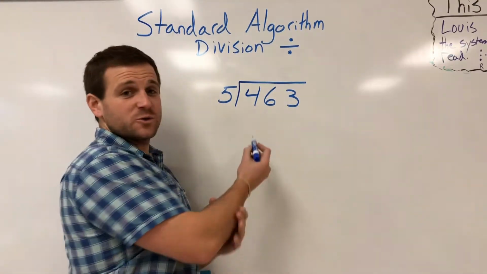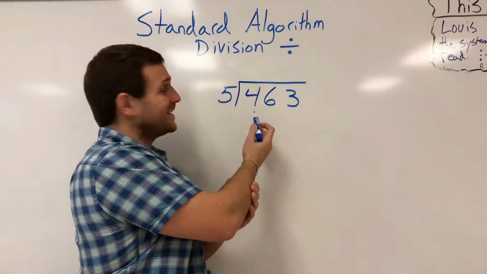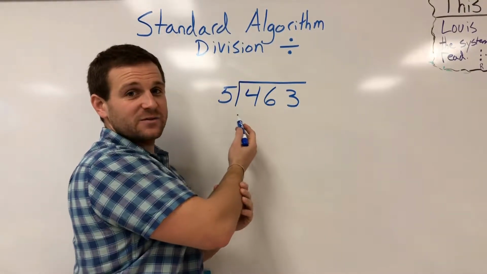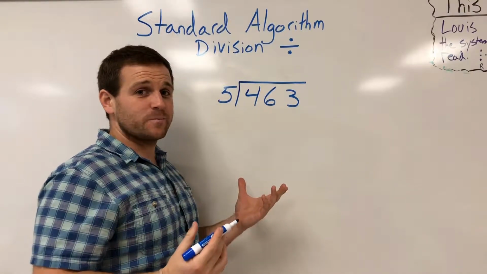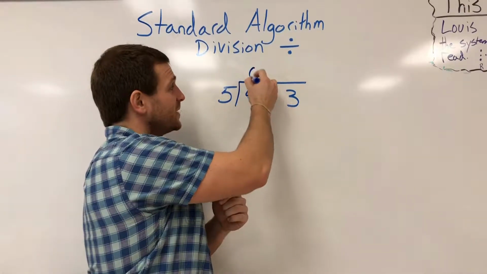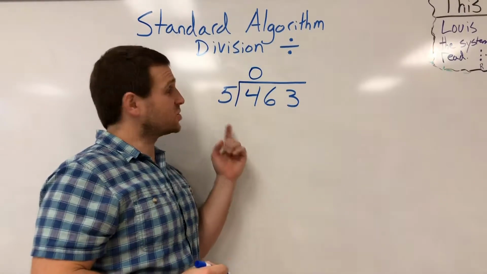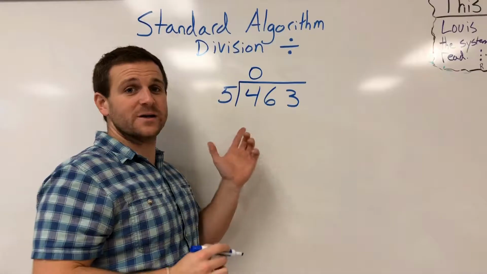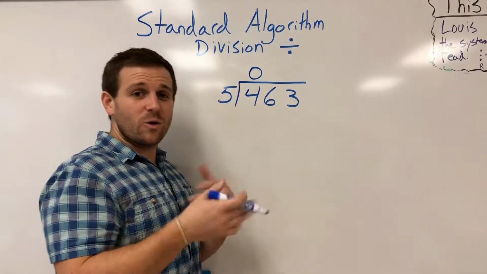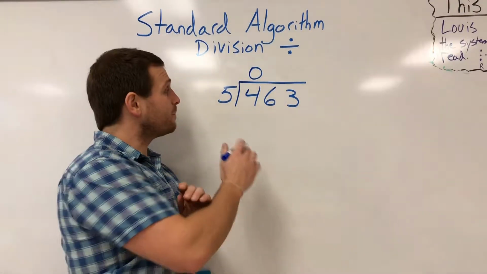So the first thing we want to do is look in our hundreds column and think, can 400 be divided evenly by 5? And it doesn't work out. So what I like to do is put either a 0 or an X to show that 5 will not go into 4 evenly. So it's 0, or you can put an X there to just blank it all out.